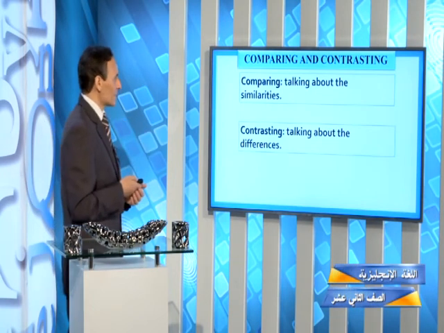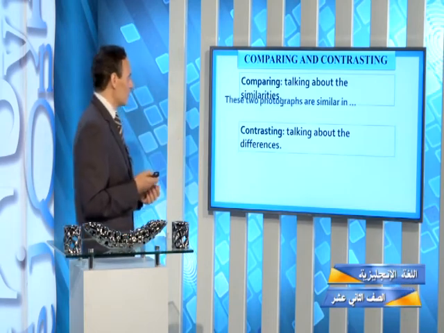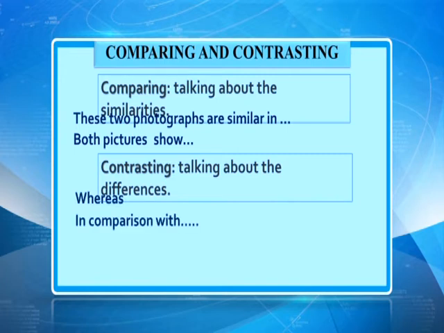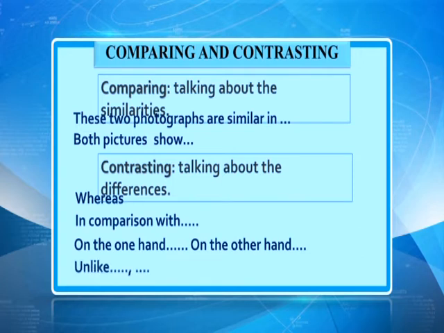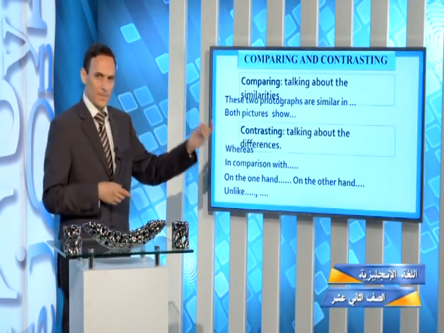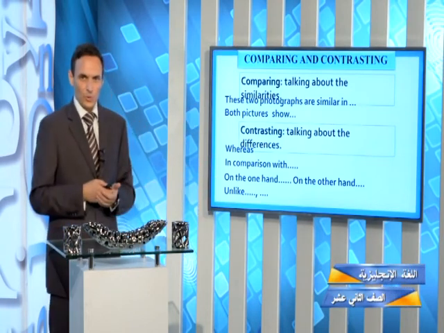Now, what expressions can we use to compare? To compare, we use these two photographs are similar in. So we say these two photographs. We can also say both pictures show. For contrasting, we use whereas, in comparison with, on the one hand and on the other hand, on the one side and on the other side. And also we can use unlike. Unlike rugby, tennis is an individual sport.